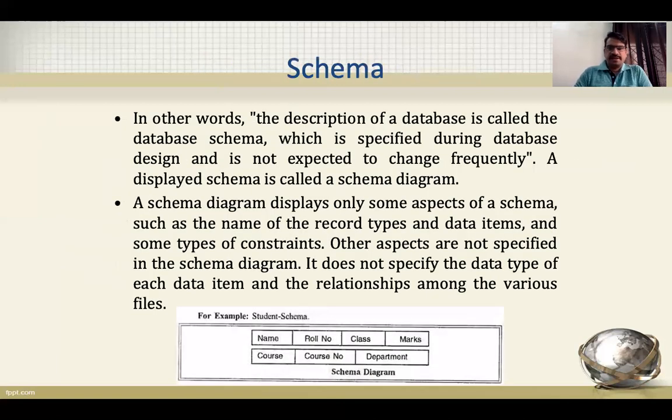So if we take an example, say we have the student schema, meaning the student database, and we have name, roll number, class, marks, course number, department. If we define all those things, these are nothing but the column names. So when we define all those things, it is called a schema, right? In other words, the description of the database is called the database schema. It is specified during database design and is not expected to change frequently.